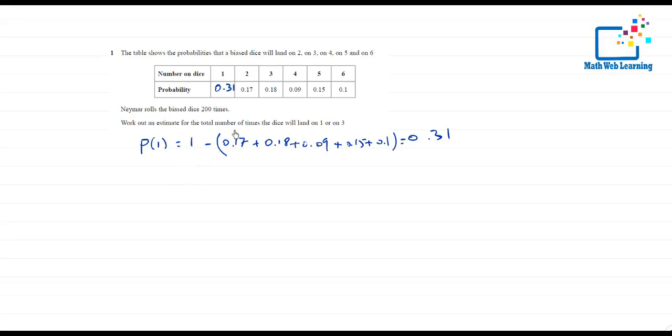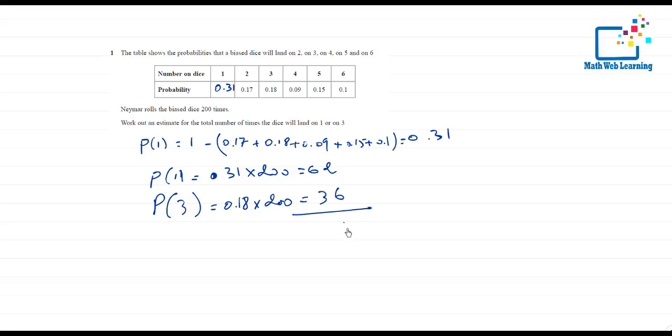Now to work out the total number of landing on a 1 or a 3, it's going to be the probability of landing on 1 first, which is 0.31 times 200, going to be 62. Probability of landing on a 3, which is 0.18 times 200, which is going to be 36, added to 62, 98, and that is your answer.